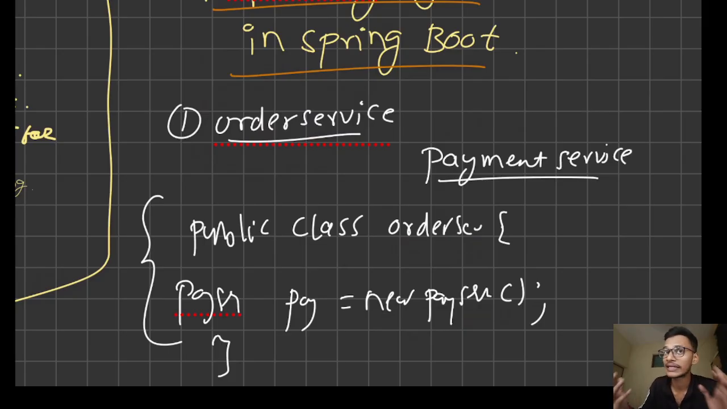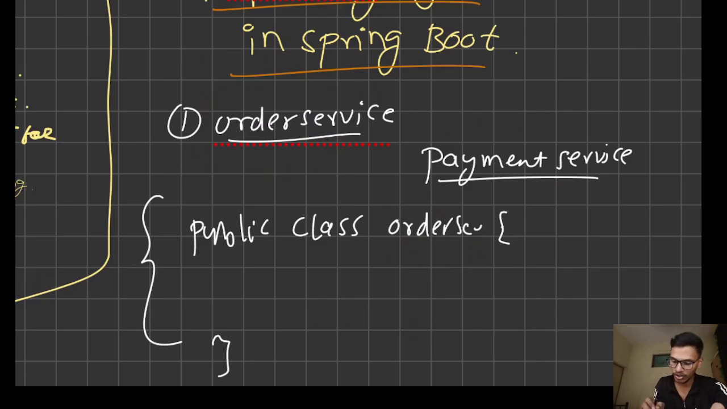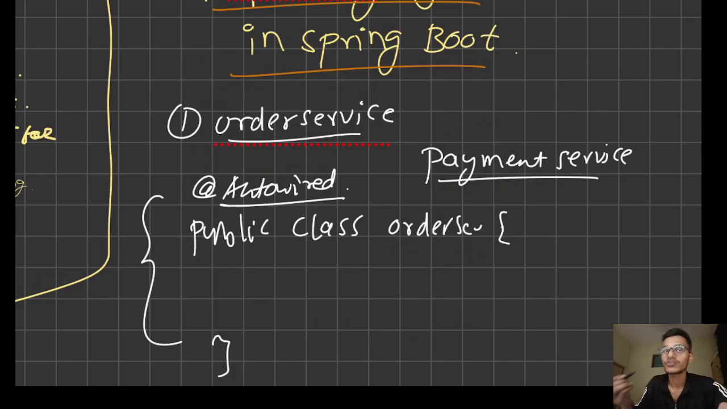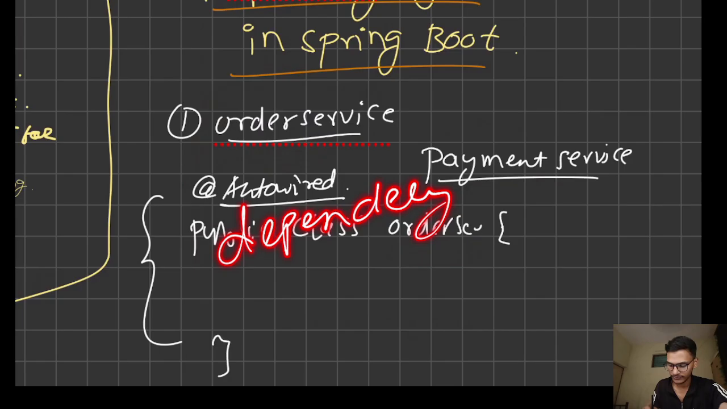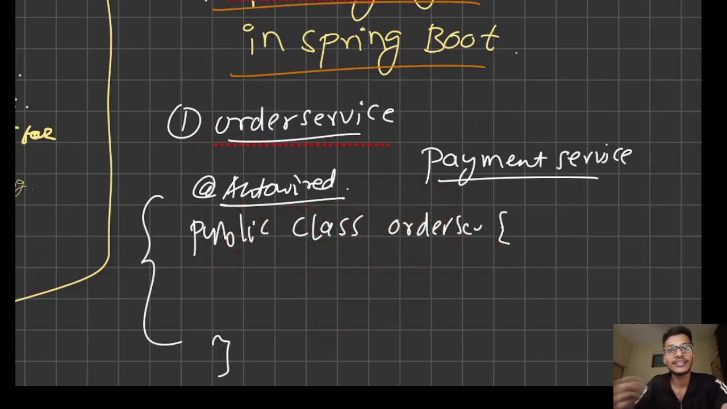But in Spring Boot we don't rely on tight coupling. We have to maintain our code as loosely coupled. So instead of making the object of payment service here, we will simply write the annotation called Autowired, and this is called dependency injection.